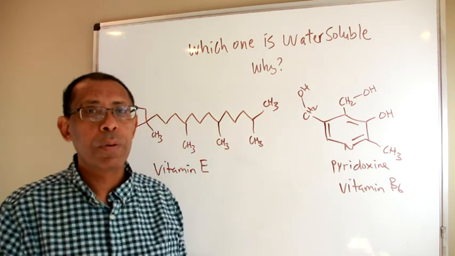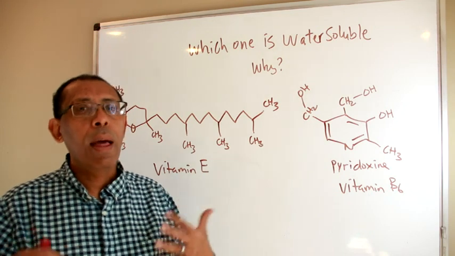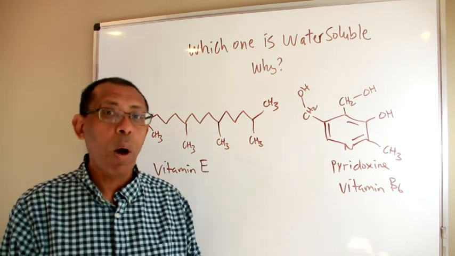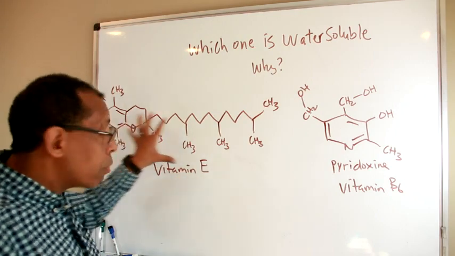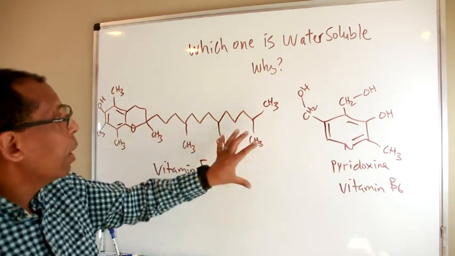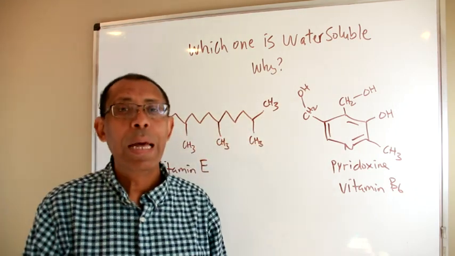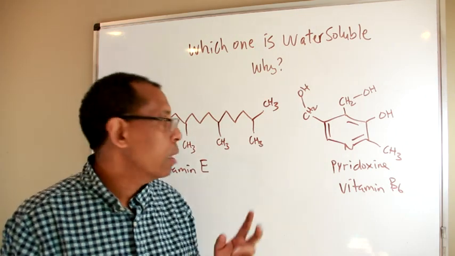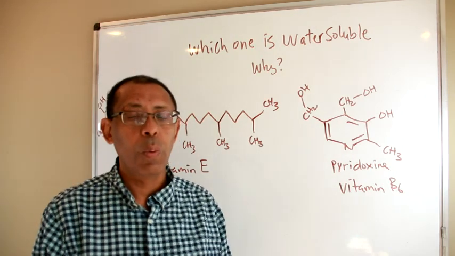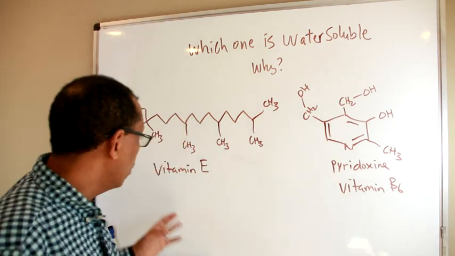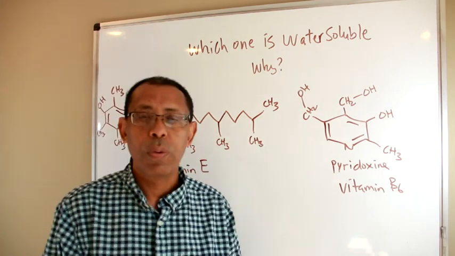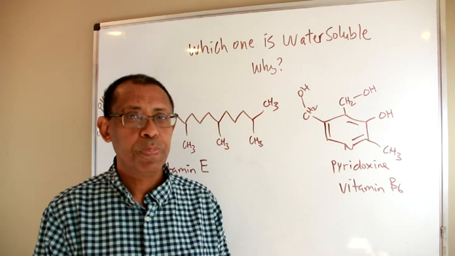Obviously, that hydroxy group can make a hydrogen bond with water. But as you see, most of the compound is hydrophobic. So it is very unlikely that vitamin E is soluble in water. As you know, vitamin E is not actually soluble in water.